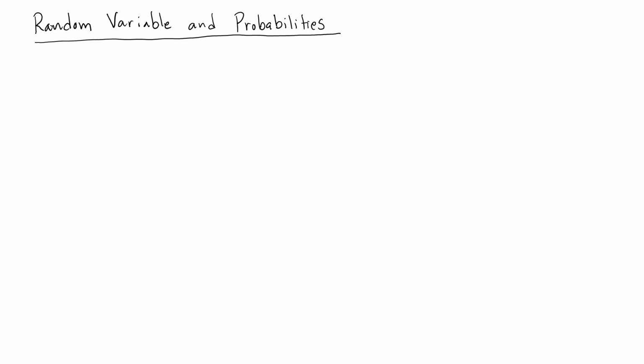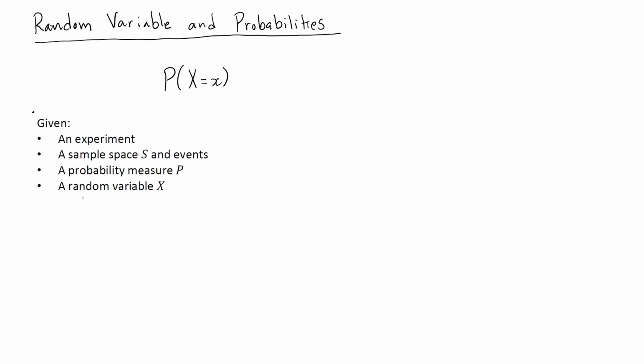So the main purpose of this lecture is trying to fully understand an expression such as P(X = x), where X is a random variable. The setup of this lecture is that we have an experiment. We have a sample space S, and the experiment will pick one of the elements in S. We have events, or subsets of S. We have a probability measure P, assigning probabilities to each of these events in a fashion consistent with the probability laws.